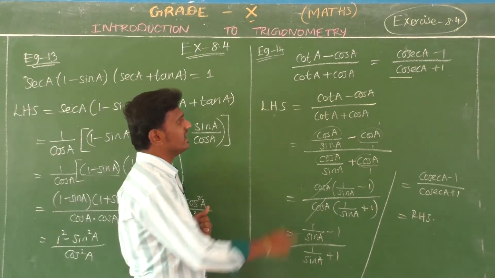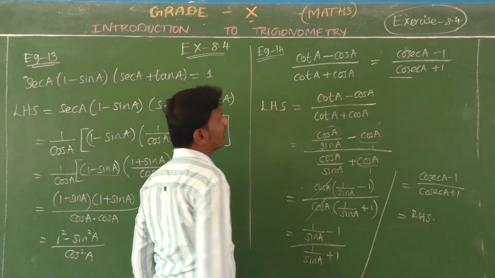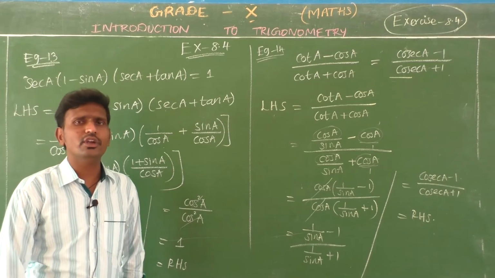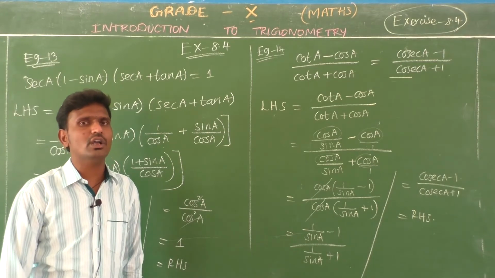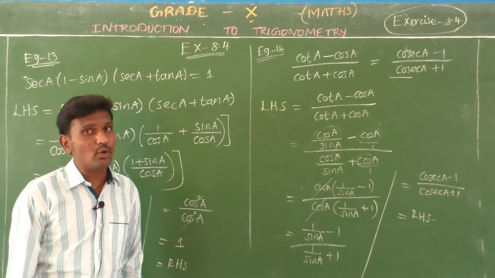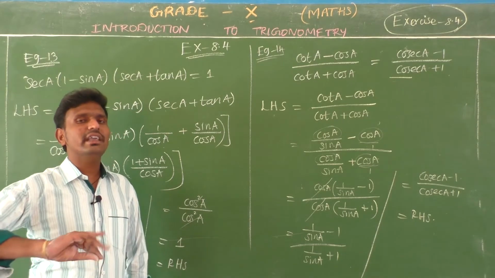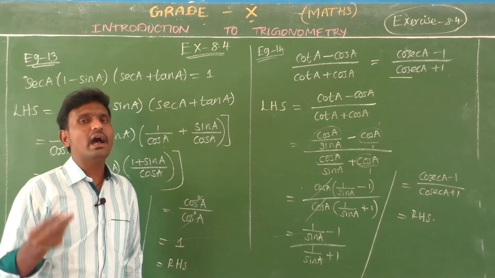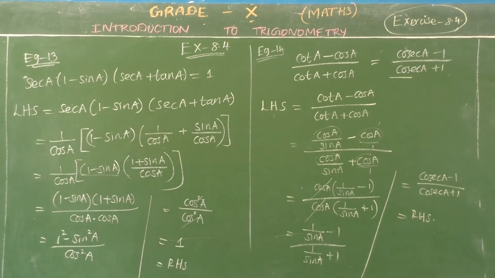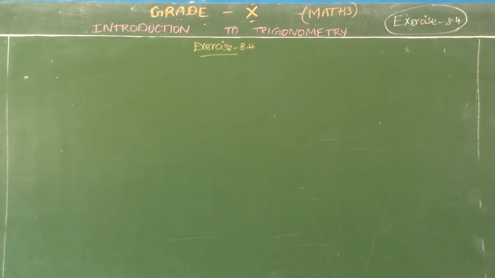How to take? See, here you have cot theta. Cot theta, I already told you, cot A equal to cos A by sin A, or otherwise 1 by tan A itself we have to mention. So every method you have to follow and prove the left side to the right side. I will give you some of the methods. Which is the easiest method, that only I am going to give you. Yes, students?